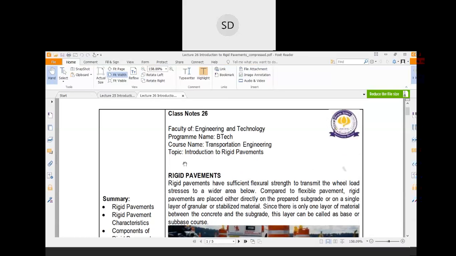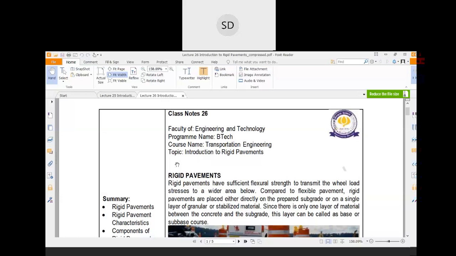Now we have already discussed the flexible pavement. Now there is another type of pavement which is called rigid pavement. These rigid pavements are made up of concrete. That is, they are made up of cementitious material.